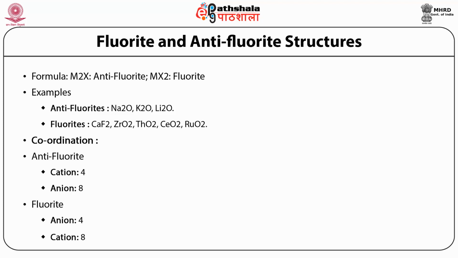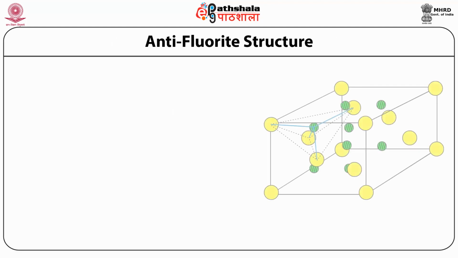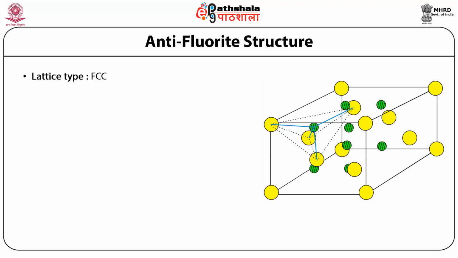So the radius ratio for such structures, Rc by Ra, comes out to be 0.225 to 0.414. Now let us discuss the anti-fluorite structures. The figure shown on the left hand side is an example of the anti-fluorite structure where the lattice type is FCC. As discussed before, the motif X is at 000 and M is at 1 by 4, 1 by 4, 1 by 4 and 3 by 4, 3 by 4, 3 by 4.